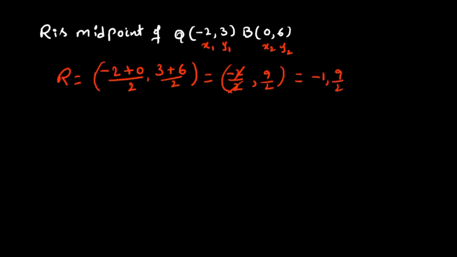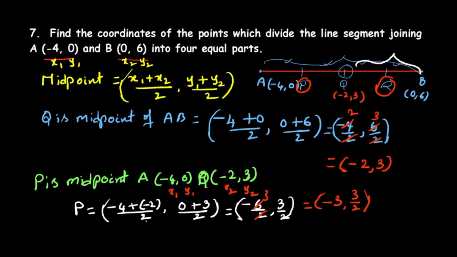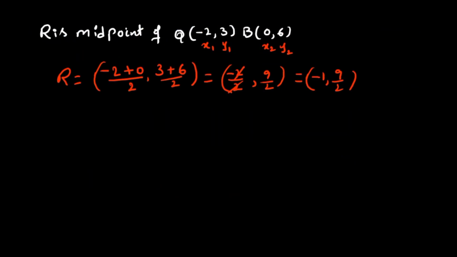So this is R. Finally we got the 3 points here. We can verify that P is minus 3 comma 3 by 2, Q is minus 2 comma 3, and R is minus 1 comma 9 by 2. So this is one of the models. We will discuss the same model question with another model.